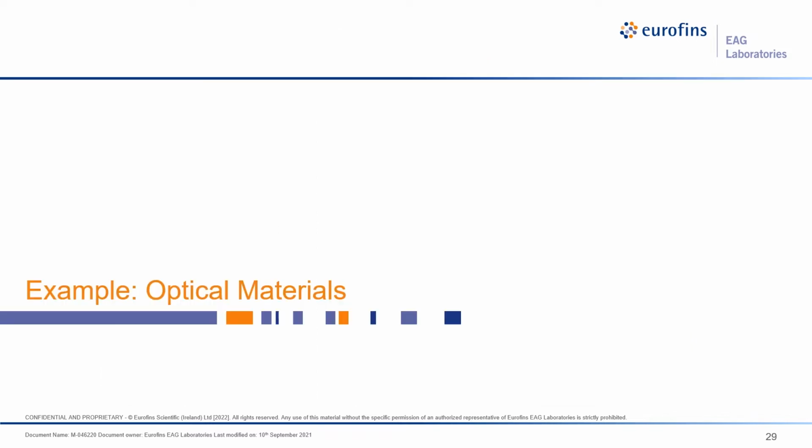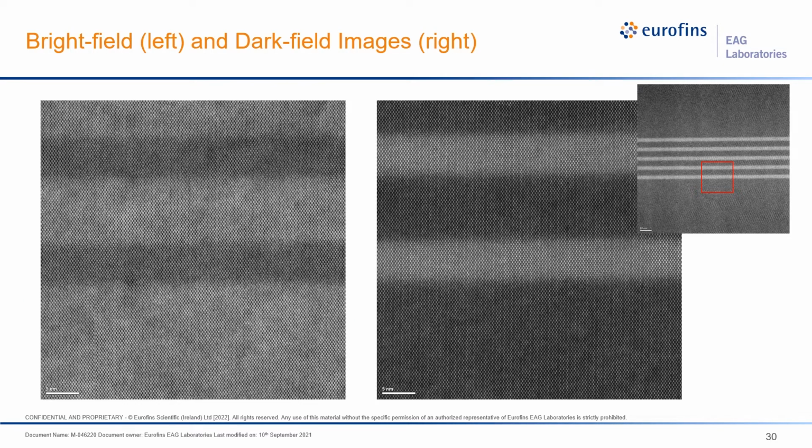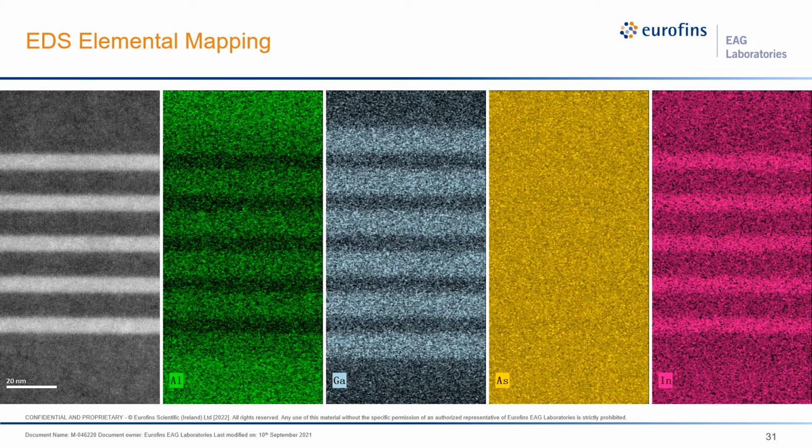So okay, now going to high resolution for optical material. In this case it is a gallium arsenide related material. You can do the so-called bright field and dark field at the exact same time, and you get atomic resolution. Of course, the interesting next step will be: what is in this quantum well structure, right?